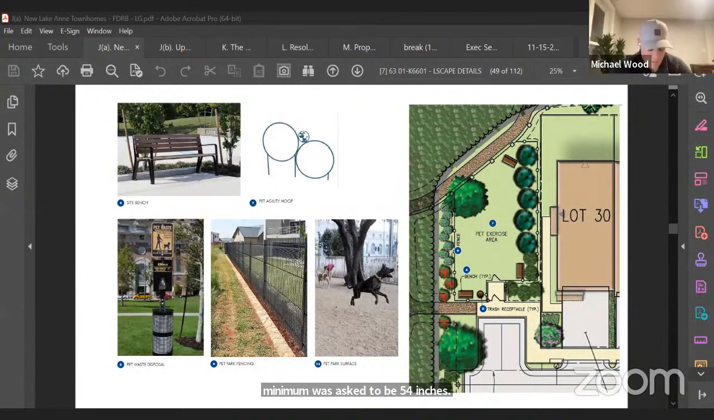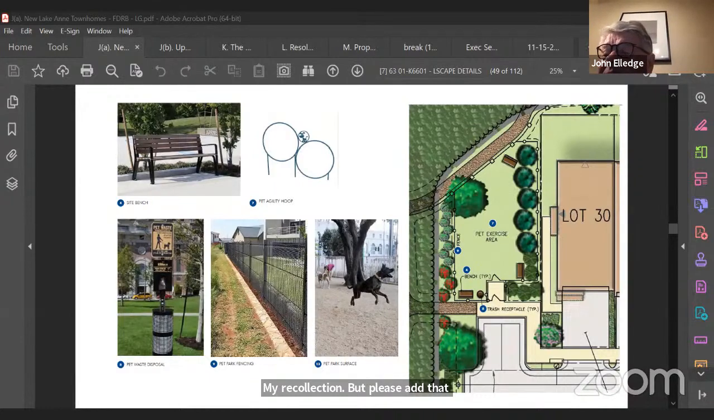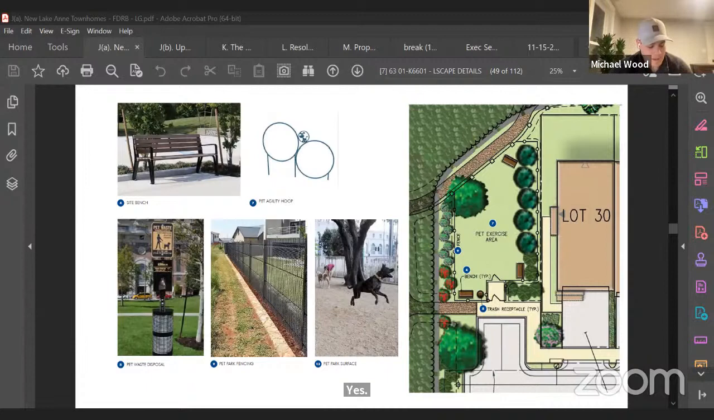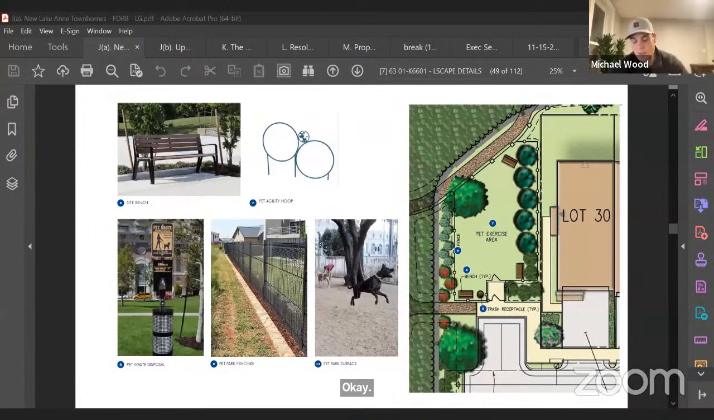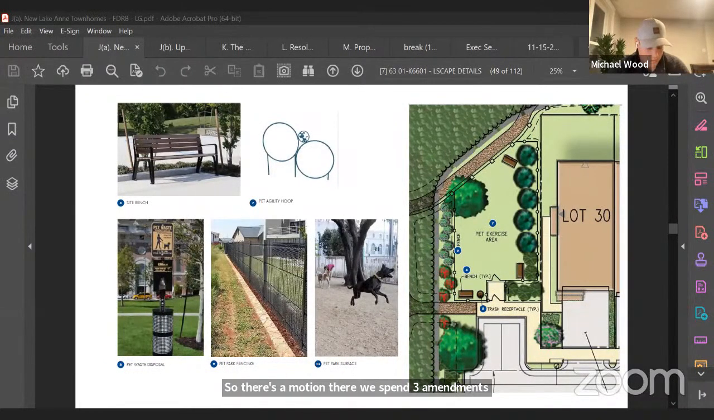John, do you accept that amendment? Yes. And I'm going to add one more amendment to include a photometric study for the site lighting, in addition to that, as well. Do you accept that amendment, John? Yes. So there's a motion. There have been 3 amendments. They've all been accepted by John. Who would like to second the motion?